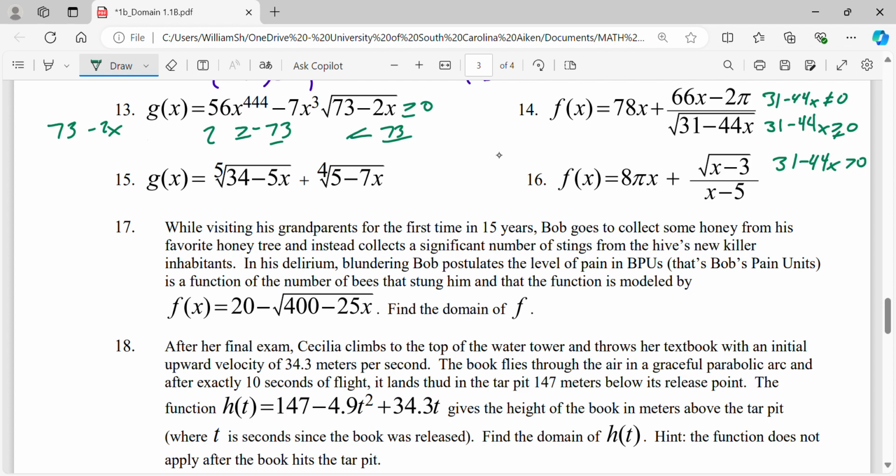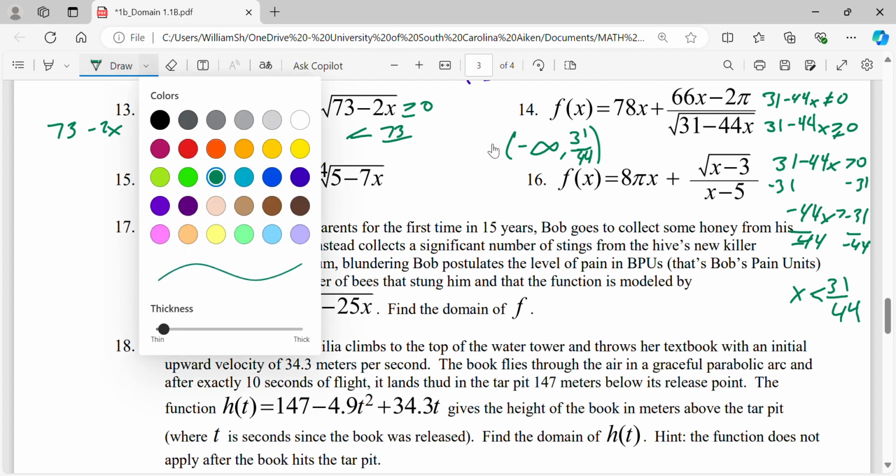If I solve for x here, I could subtract 31 from both sides. I'm going to get negative 44x is greater than negative 31, divided by negative 44. Negatives go away, but the sign switches. I'm looking at 31 over 44 is greater than x, or x is less than 31 over 44, which means that negative infinity to 31 over 44 is our domain. We use parentheses because there's no equal to there. Let's go on to the next one.